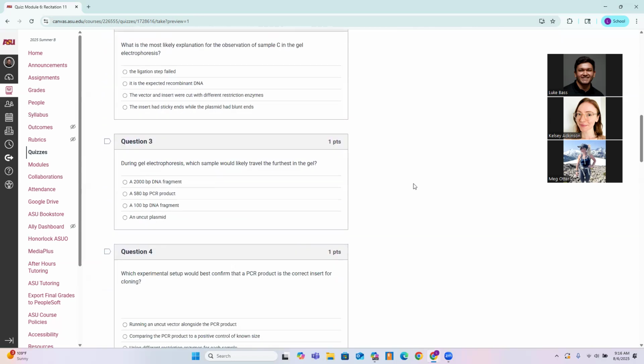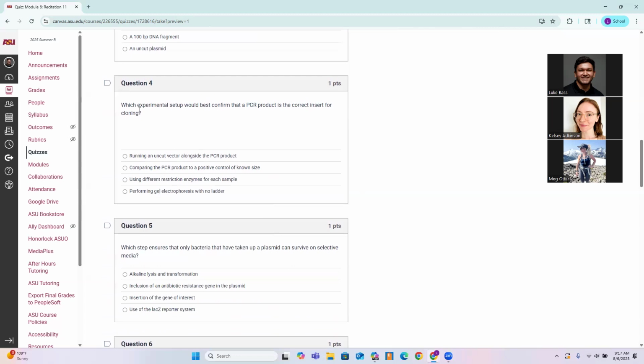So question 3 takes a step back and looks at gel electrophoresis overall again, which we've already gone over, I think in recitation 8. Which sample would likely travel the furthest in the gel? You'll see that the smaller DNA fragments travel the furthest because, I think of it as an obstacle course where you have all of these little agarose beads in the way, and the DNA is trying to get down the gel. So smaller DNA fragments will have an easier time getting through the cracks and crevices of the agarose gel.